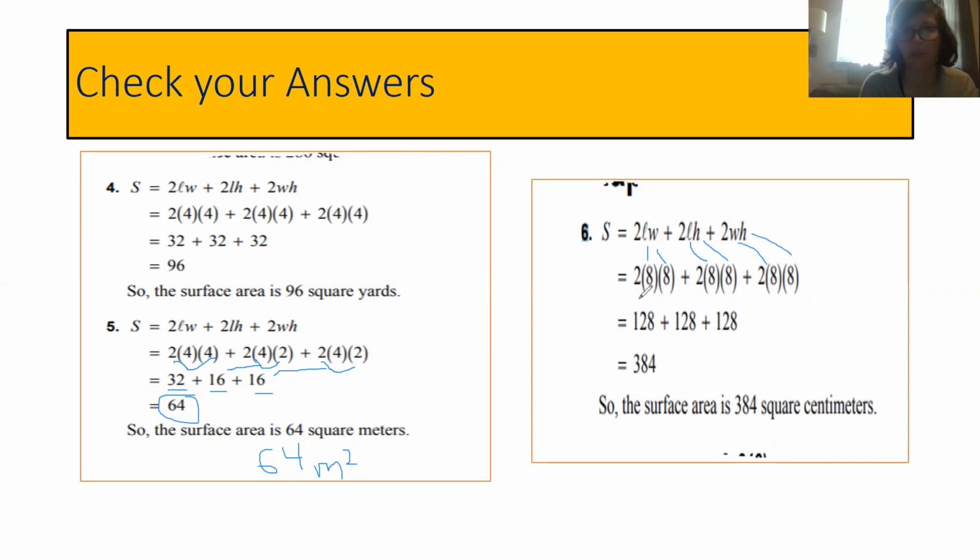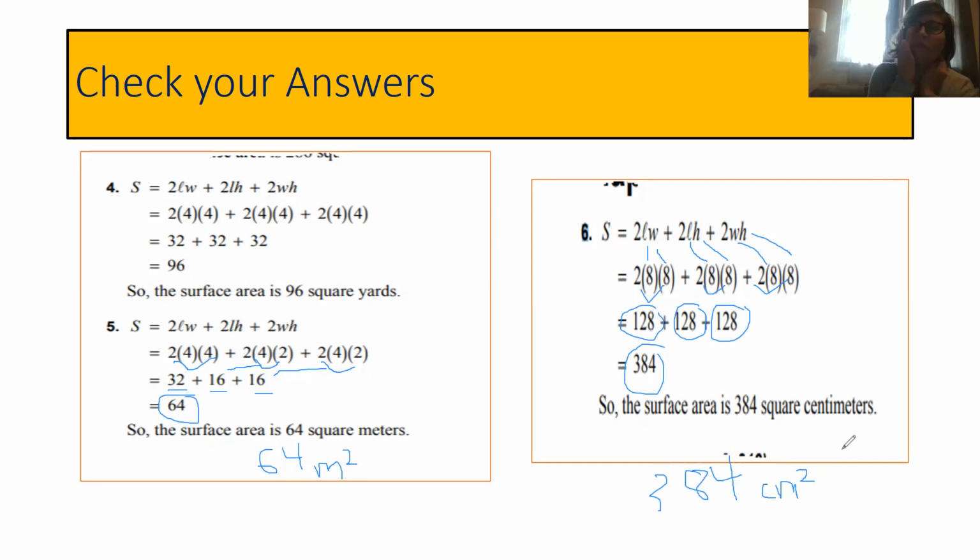So then when I go to multiply, 2 times 8 times 8 should give me 128. And since it's the same numbers that we're multiplying, we're going to end up with 128 3 times, and then I'm going to add all 3 of those numbers up, and I should get 384. So the surface area would be 384 square centimeters, which we could write as 384 cm for centimeters, and then 2 to show it's squared.